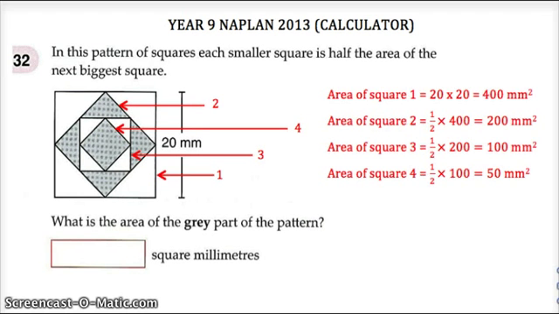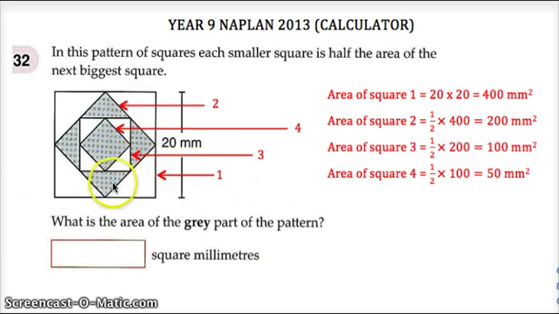Okay, now to do this question, we can work out the area of each square. Now we know that the outer square has dimensions 20 millimeters by 20 millimeters. If this is 20 millimeters, then this side is also 20 millimeters because it's a square. So the area of square 1 is 20 times 20, which is 400 millimeters squared. So the area of square number 2, as we know, is half the area of square 1. So it would be a half of 400, which is 200 millimeters squared.